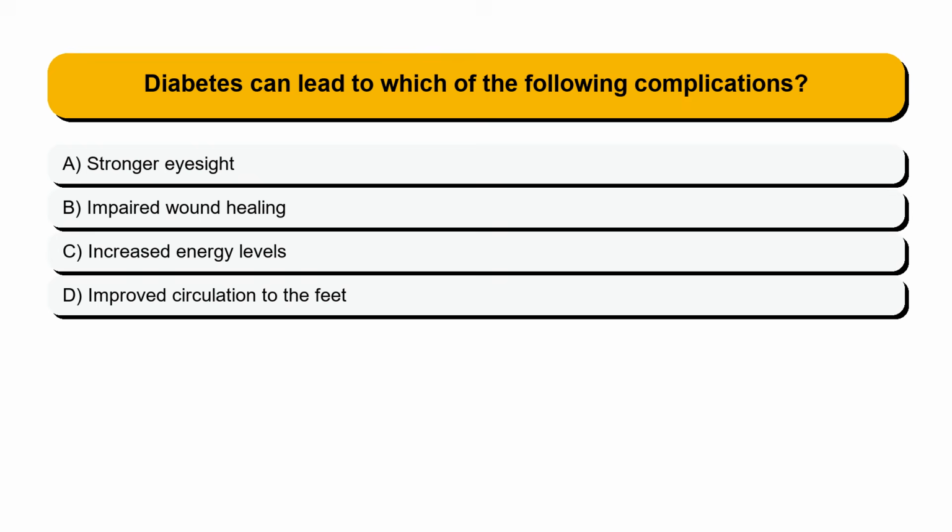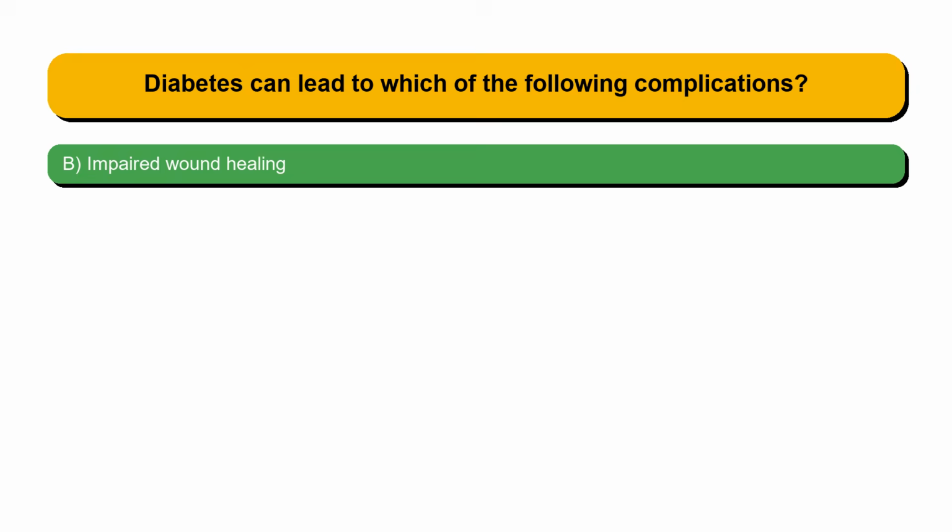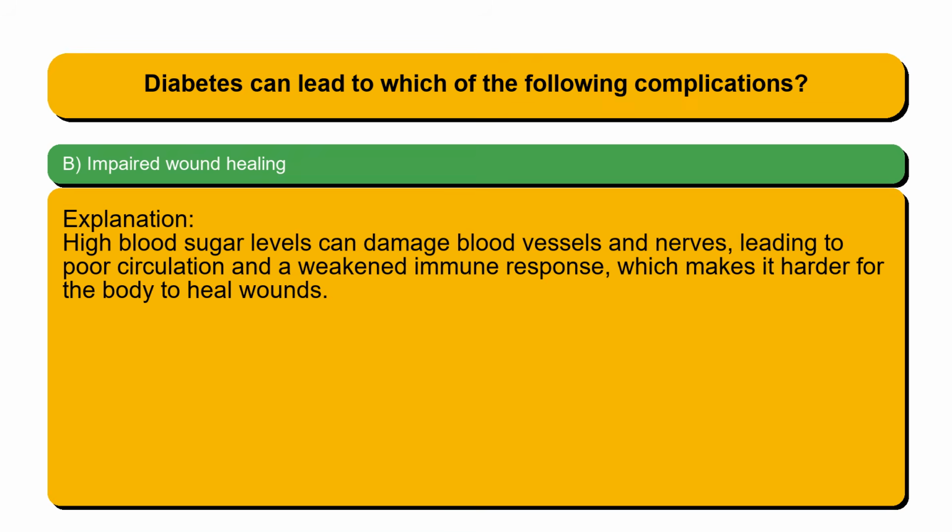Question 94. Diabetes can lead to which of the following complications? Option A, stronger eyesight. Option B, impaired wound healing. Option C, increased energy levels. Option D, improved circulation to the feet. The correct answer is option B, impaired wound healing. High blood sugar levels can damage blood vessels and nerves, leading to poor circulation and a weakened immune response, which makes it harder for the body to heal wounds.